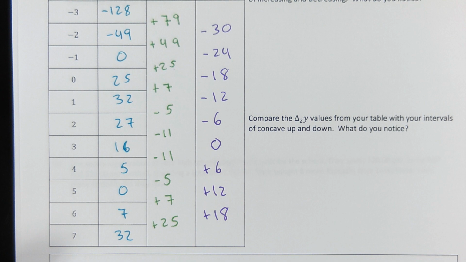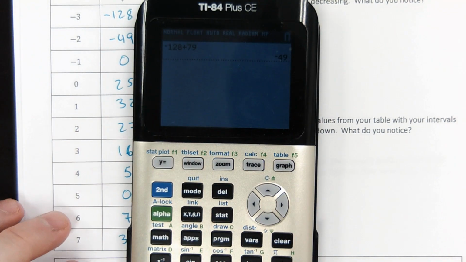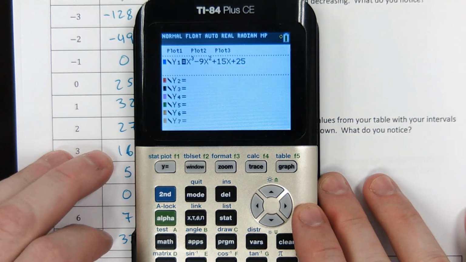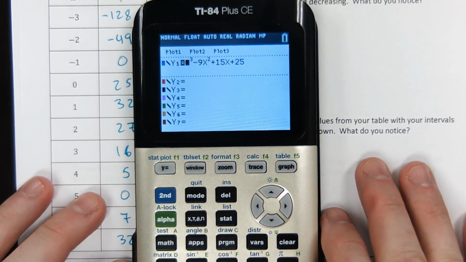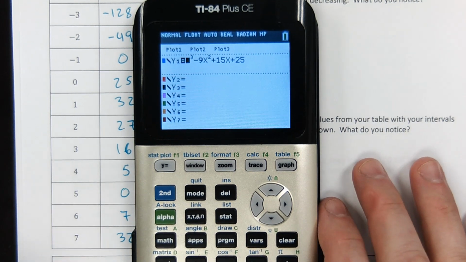So neat. Now that you've seen how to do it by hand, in case you didn't know how to add and subtract, your calculator can do this also. Would you like to see? I didn't show this to period 2. Go back to, you know you have this as y equals, right? So this is your y1, yes? Here's what you're going to do.